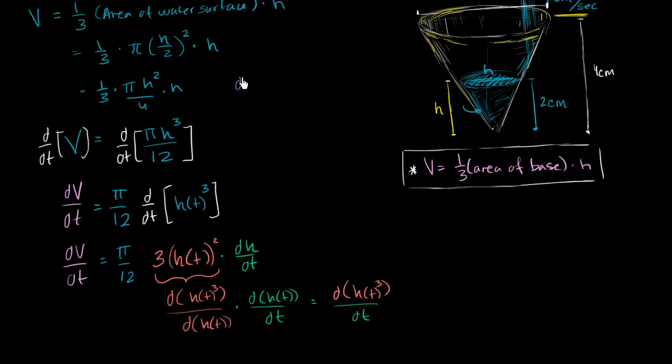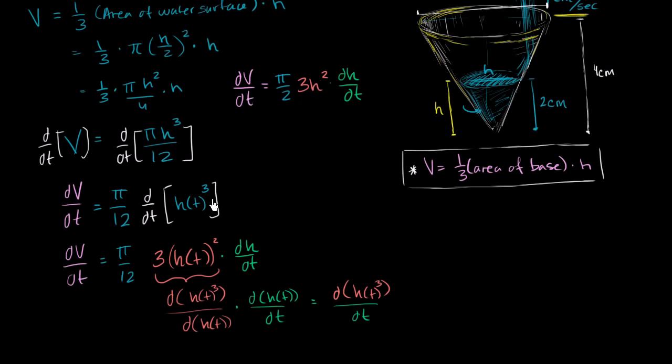So we got dV, the rate at which our volume is changing with respect to time. The rate at which our volume is changing with respect to time is equal to pi over 12 times 3h of t squared, or I could just write that as 3h squared, times the rate at which the height is changing with respect to time, times dh dt. And you might be a little confused.